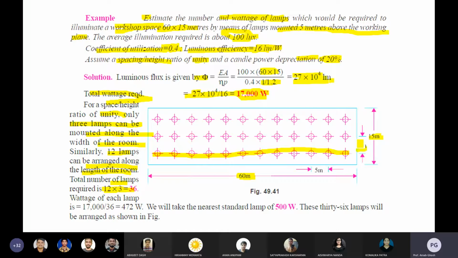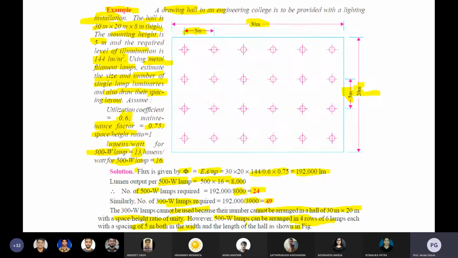For the previous one also it is the same. 30 divided by 5 is 6, and 20 divided by 5 is 4. 6 into 4 is 24 previously. That exactly matches here, the same thing, 36. So the maximum number of lamps is 36.